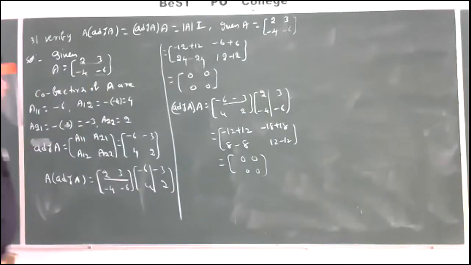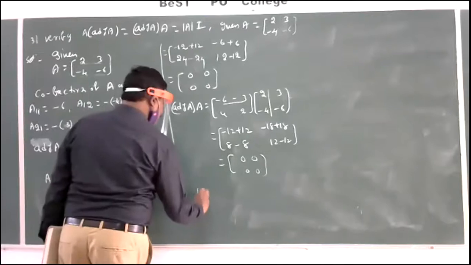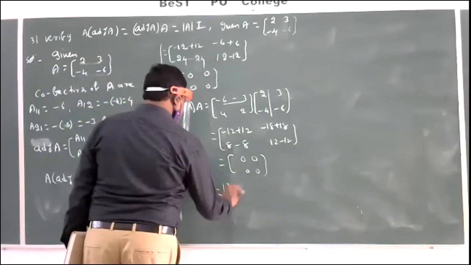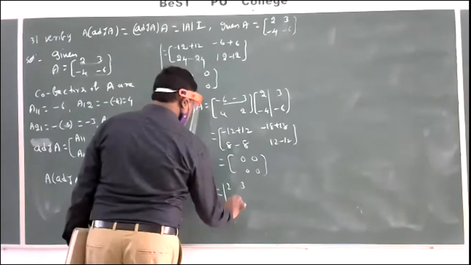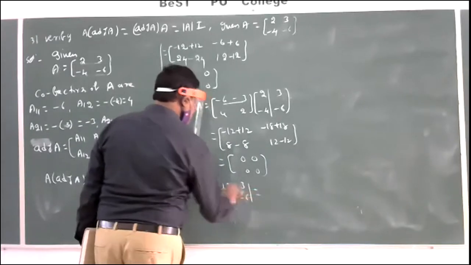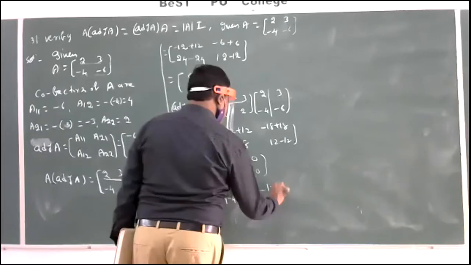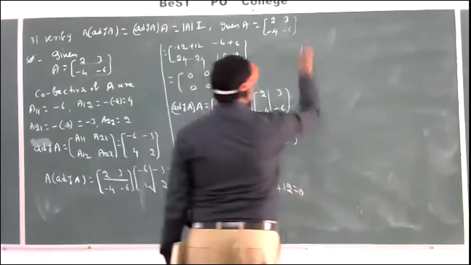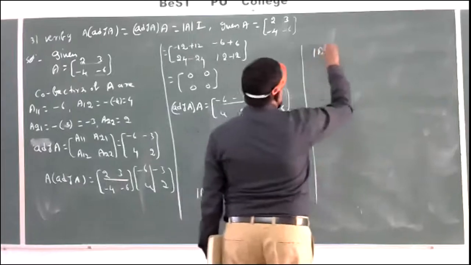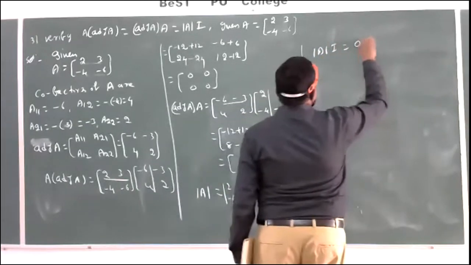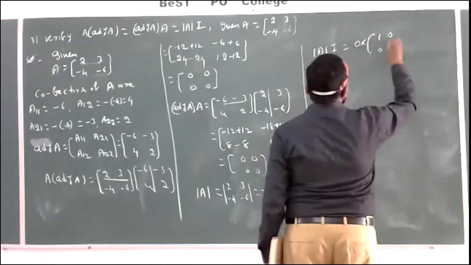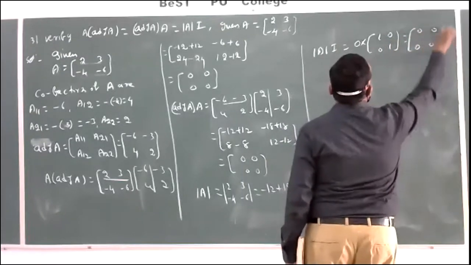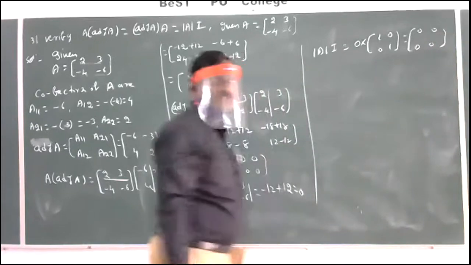Now find det A. Det A equal to the determinant of [2, 3; minus 4, minus 6]. It is minus 12, plus 12. The value is 0. Now, det A into I, that is 0 into the identity matrix [1, 0; 0, 1]. The value is 0, 0, 0, if you multiply with 0.